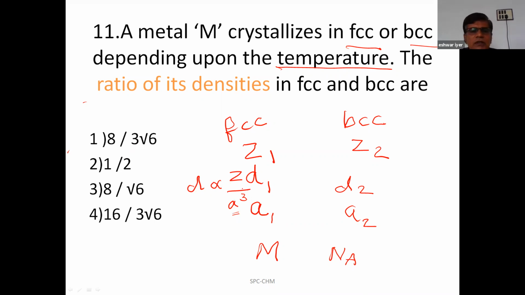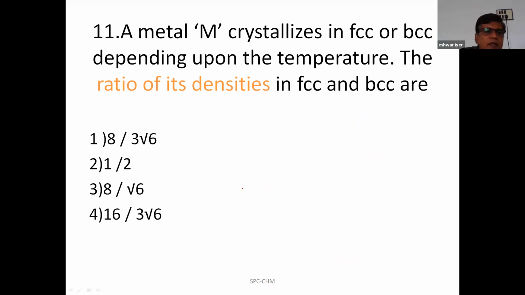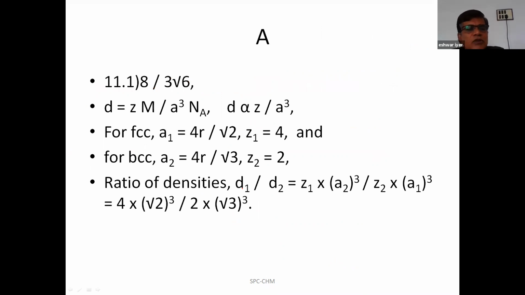So now let us see the answer and working. Yes, the answer is 8 divided by 3 root 6. 8 by 3 root 6 you get. So look at the working. It is the same density formula. So as I told you, M and Na are same for both structures. So density is directly proportional to Z, inversely to A cube.